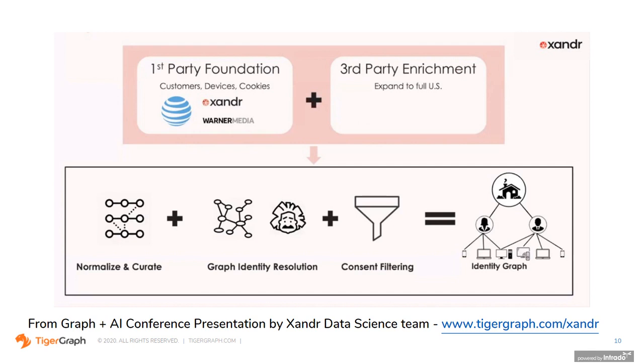And it's a technical process. They normalize and curate the data. They assemble it into a graph. They do the graph identity resolution, again, to connect the users and the households, devices to human users to households. They do consent filtering to, again, do privacy or child filtering, various things like that. And the result is their intelligent identity graph.